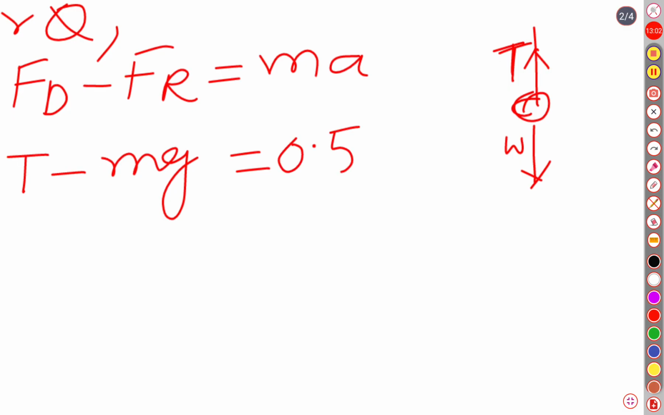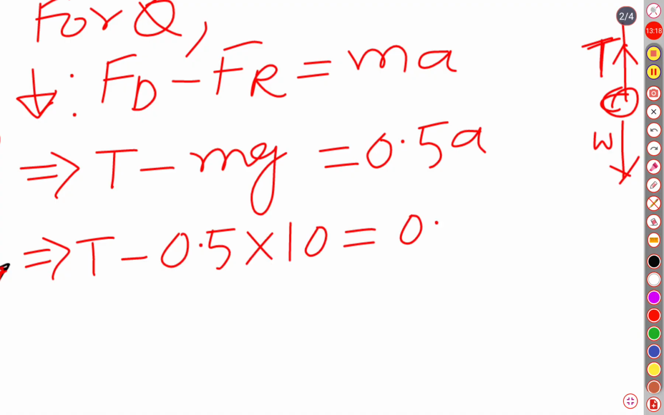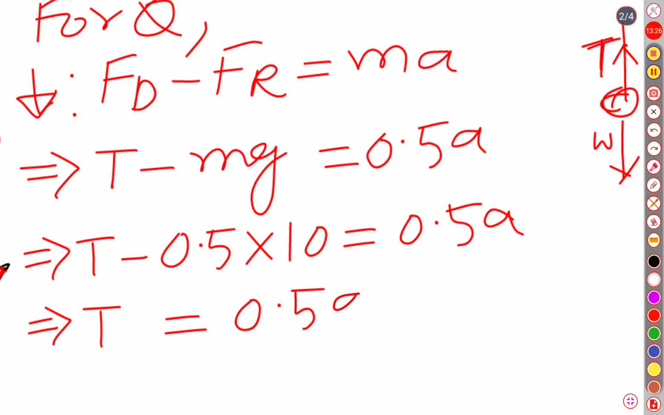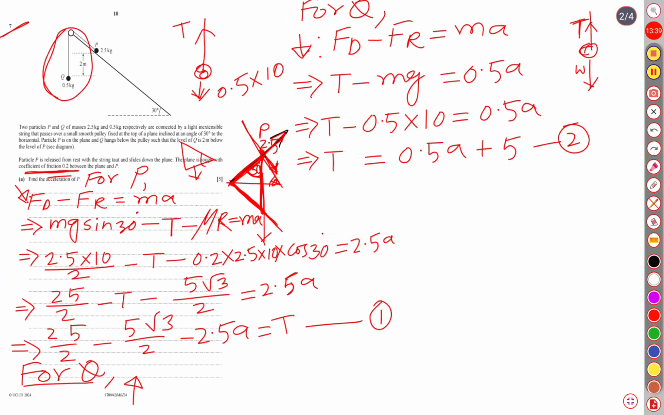Then we are going to write here tension minus mass 0.5, and we know acceleration due to gravity is 10, equal to 0.5a. If we isolate T, then T is equal to 0.5a plus, if we multiply 10 by 0.5, it is going to be 5. That may be equation number 2. So we have got two equations. Let us see the equations. The first equation is this. This is the first equation.